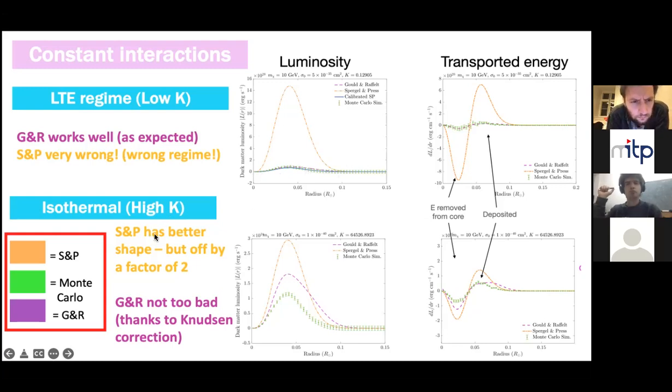In the opposing regime, we find that the Spergel and Press framework actually has a better shape compared to the actual direct true results, the Monte Carlo results. However, it's off by a factor of 2. And this was a result which Goldman-Rafelt also found when they did their simulation. But the Goldman-Rafelt formalism, the standard correct formalism, actually is not too bad here either. And this is all thanks to that Knudsen correction factor, which came from those direct simulations.